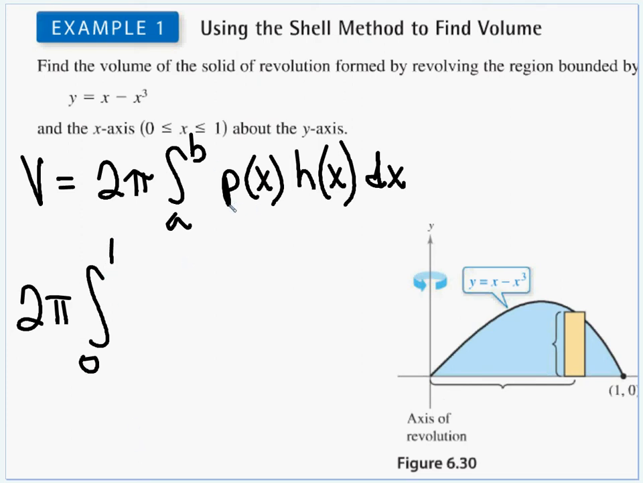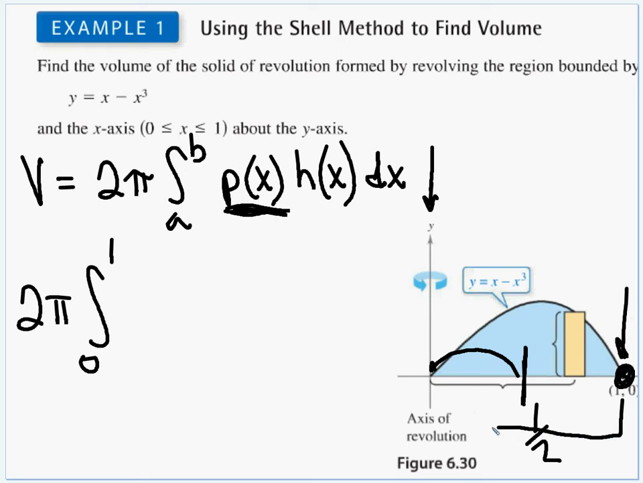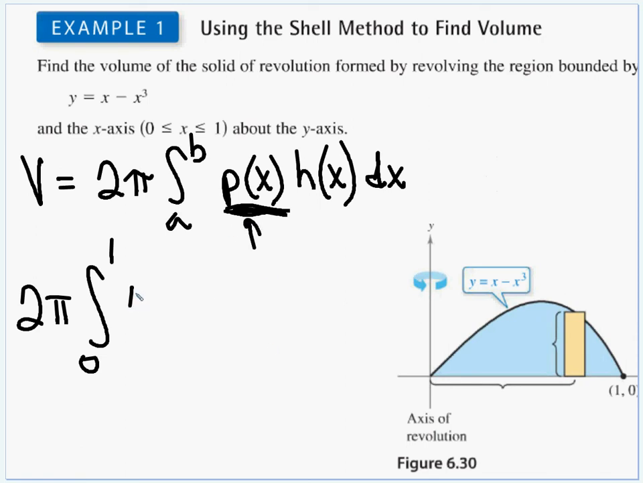Now remember, this p of x is our distance from our axis of rotation. We are rotating around y. So in a lot of these, especially when you are rotating around a coordinate axis, what is our distance away from the y-axis? Well, let's say I'm right here, and that's 1/2. How far away am I from my axis of rotation? 1/2. If I'm right here at 1, 0, how far am I from my axis of rotation? 1. In this case, because our axis of rotation is the y-axis, p of x is just a number on the x-axis. It's some x value. So p of x is just equal to x.